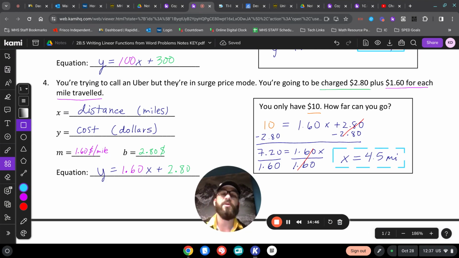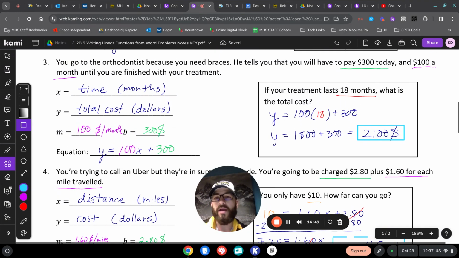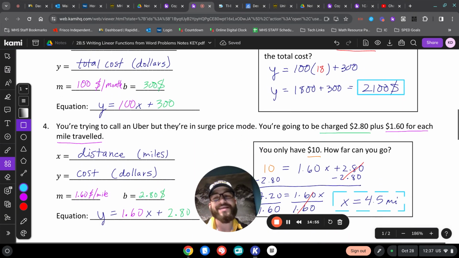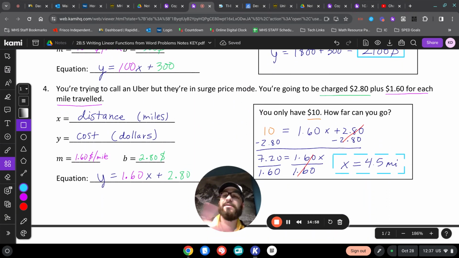So this is important. This is why we define our variables in number 3. Our variable they gave us was months, which represented x, which is why we plugged 18 in for x. This time, our $10 is y, which is why I'm going to plug in $10 for y, and then solve for x instead of just being able to plug everything in. So solving for x, I can subtract 280 from both sides. That gives me 720 is equal to 1.6x, and then dividing both sides by 1.6, we get x is equal to 4.5, and then that would be in miles because we're trying to find how far we can go. With that $10, we can only go 4.5 miles.